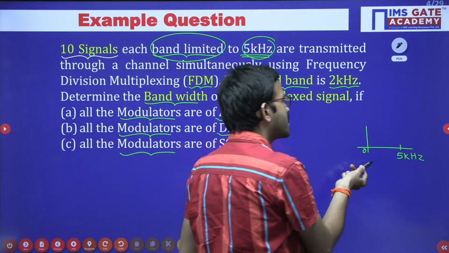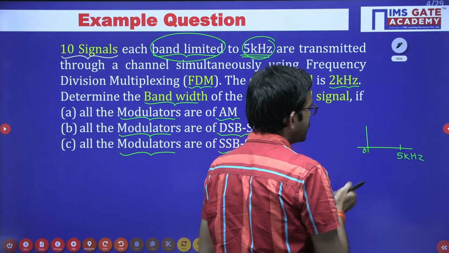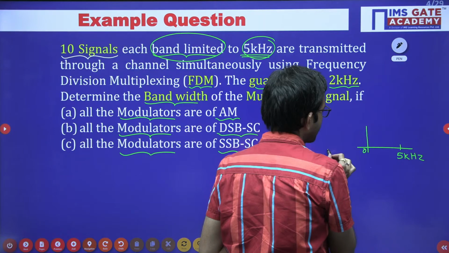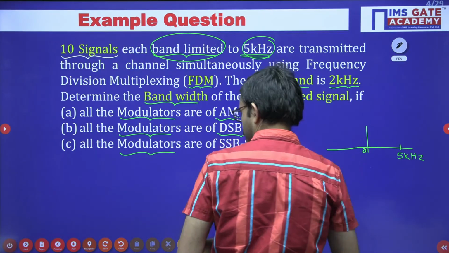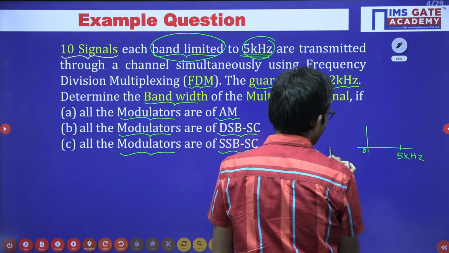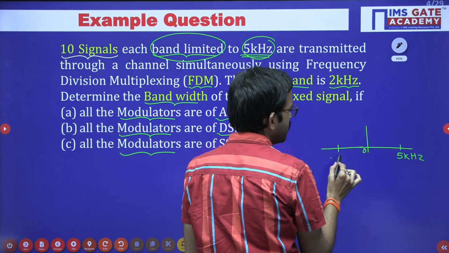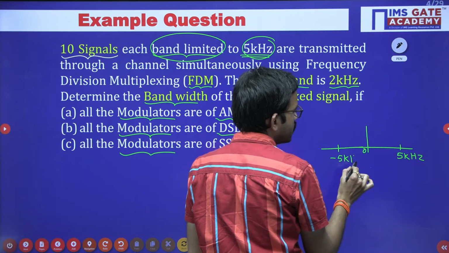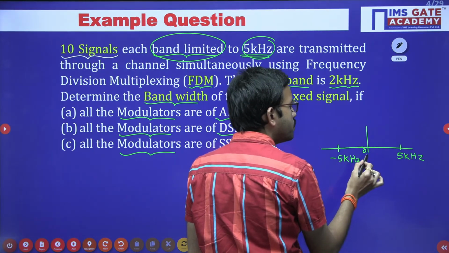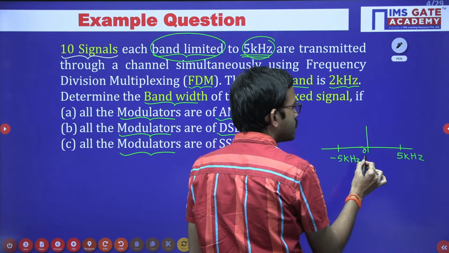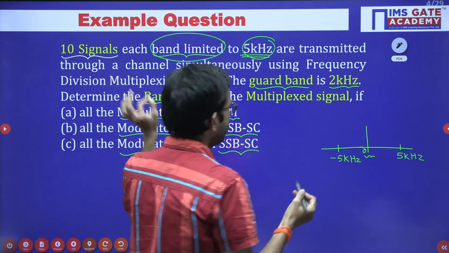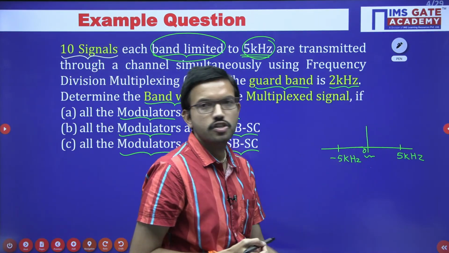Say for example, if you are considering both the negative frequency side and the positive frequency side, then here you have 5 kHz and this is minus 5 kHz. If you are considering the spectrum like that, then the magnitude spectrum of each and every signal is centered around 0 frequency.